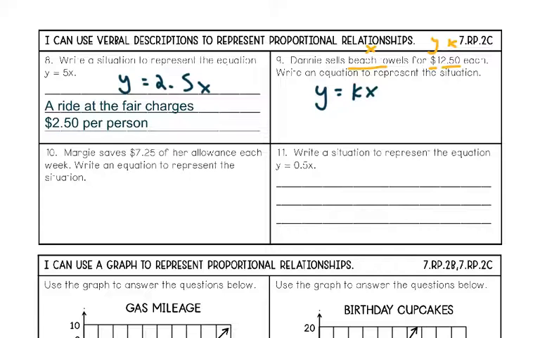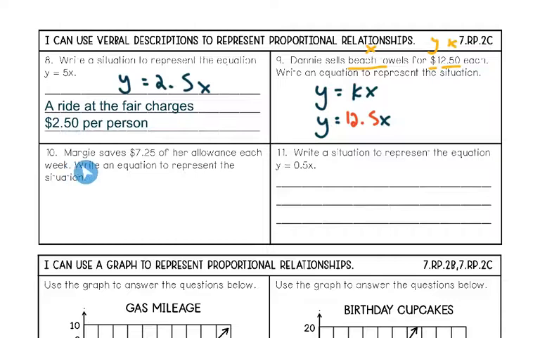In this situation, y is our total, and that's going to change depending on our x. So y and x will stay variables. However, the rate is constant. It's always going to be $12.50 for a towel, or 12.5. So you can write it 12.50 or 12.5. Either way, this would be the equation to represent this relationship.